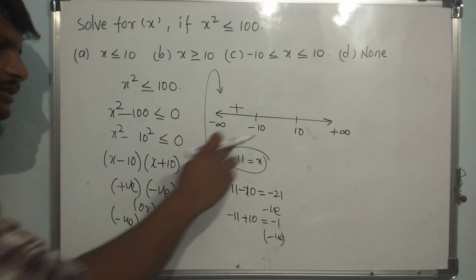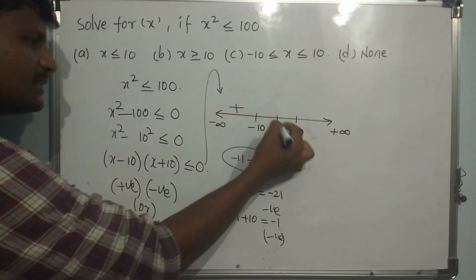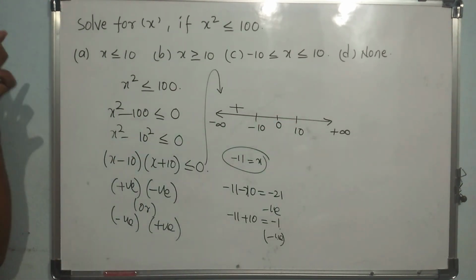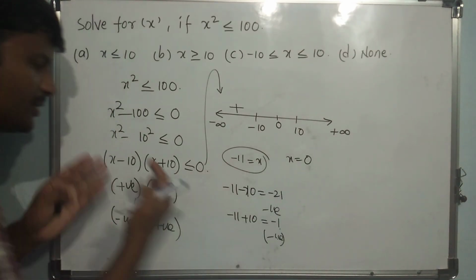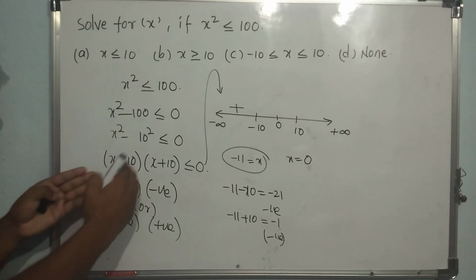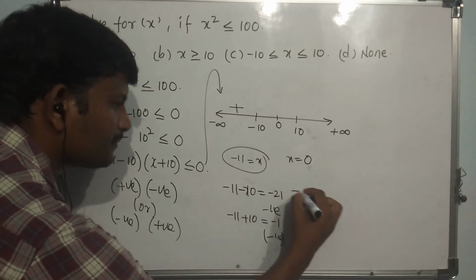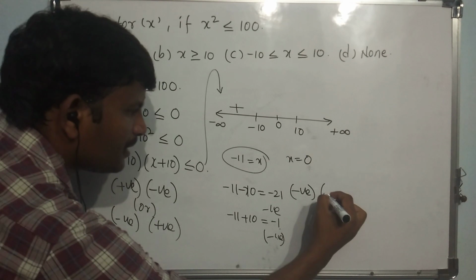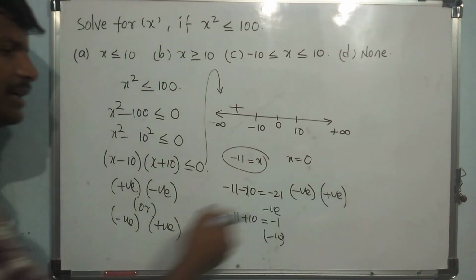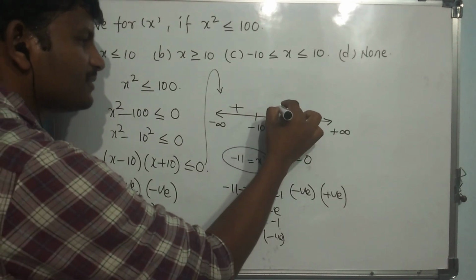Similarly, coming back to minus 10 to plus 10, you consider any one value, let us say 0. If x equal to 0, what will happen? Let us see whether this product is negative or positive. If I take x equal to 0, 0 minus 10 is negative, into 0 plus 10, which is positive. Negative into positive is negative, right? So your expression is negative in this region.